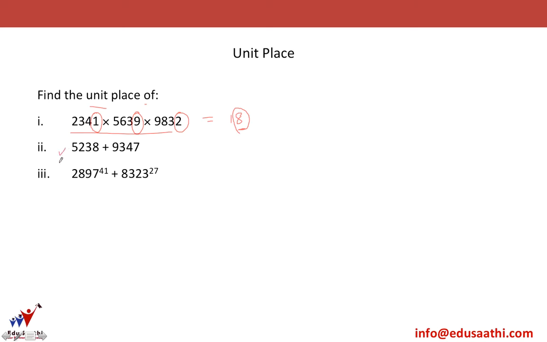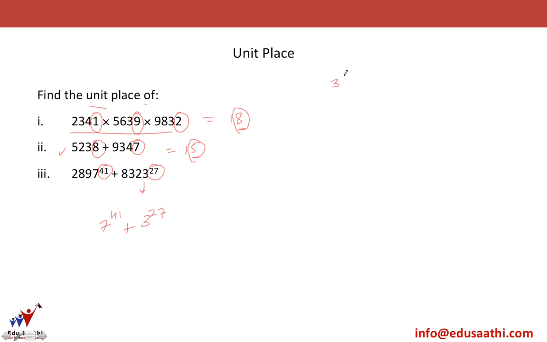Similarly, if I have the operation of addition, 7 plus 8 is 15. So the units place of this entire calculation is going to be 5. Now we have some raised to powers in the question. Again, we'll see only the unit digit. So I have 3 raised to power 27 and here I have 7 raised to power 41. So what we'll do is go by cyclicity, which we've discussed in the lecture on number systems.